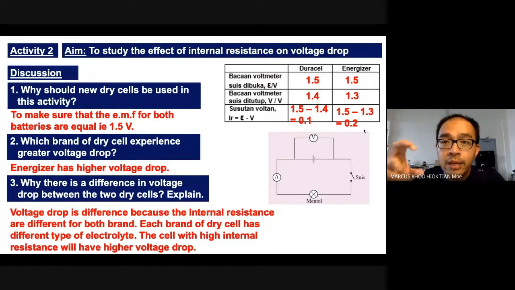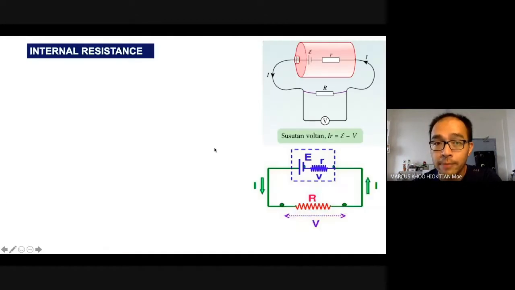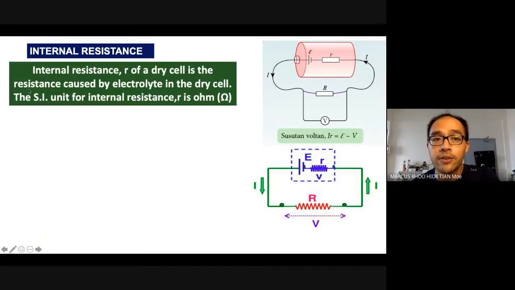The chemicals inside it give more resistance to the electrons that want to flow past the battery from one end to the other end. So internal resistance is the resistance caused by the electrolyte in the dry cell. The unit for internal resistance is the same, it is also ohm.